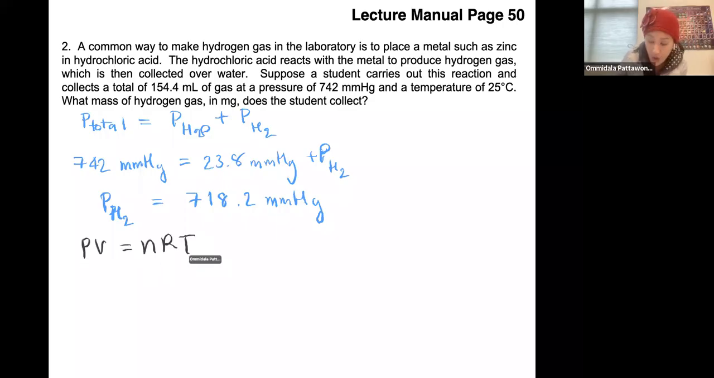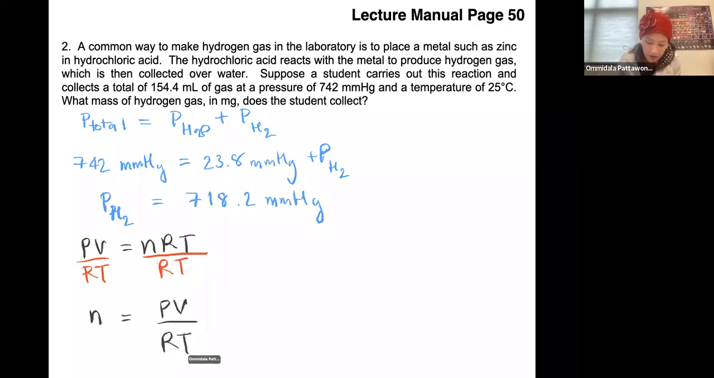Again, I would like to know the N, right? So I would like to know the number of moles. So I'm going to move RT to the other side, so that way I can get just N. Okay, so N would equal PV over RT. Remember the pressure needs to be in atm because the constant R is in atm.